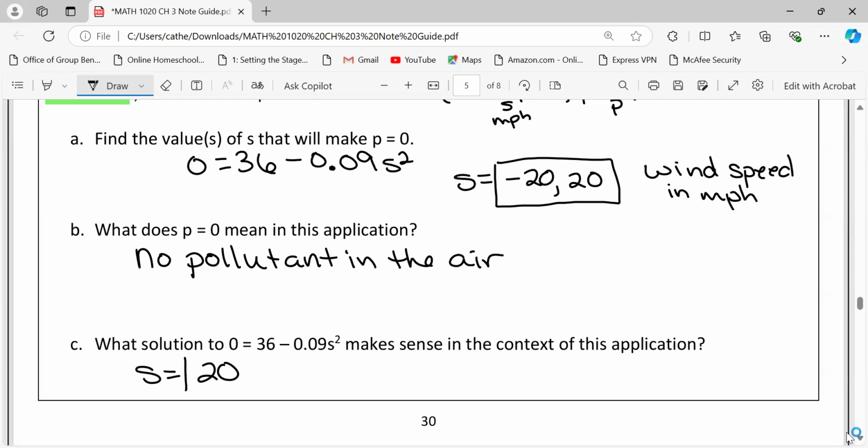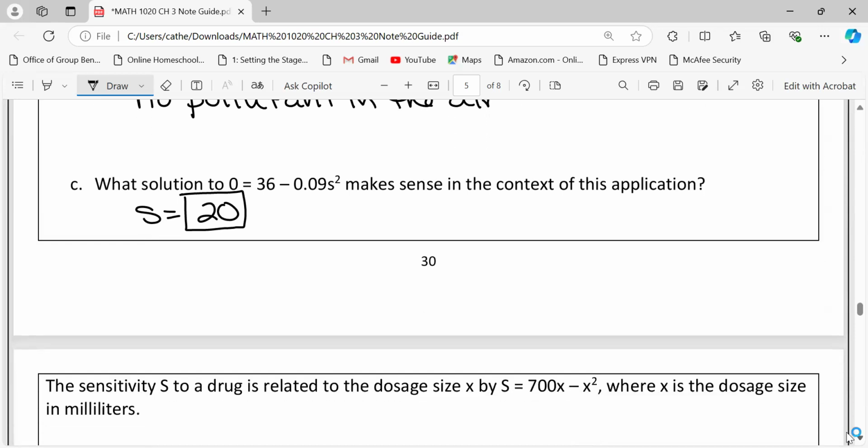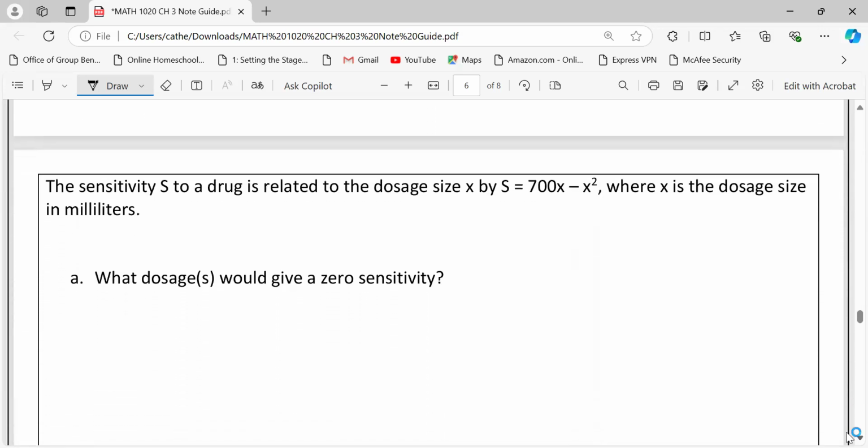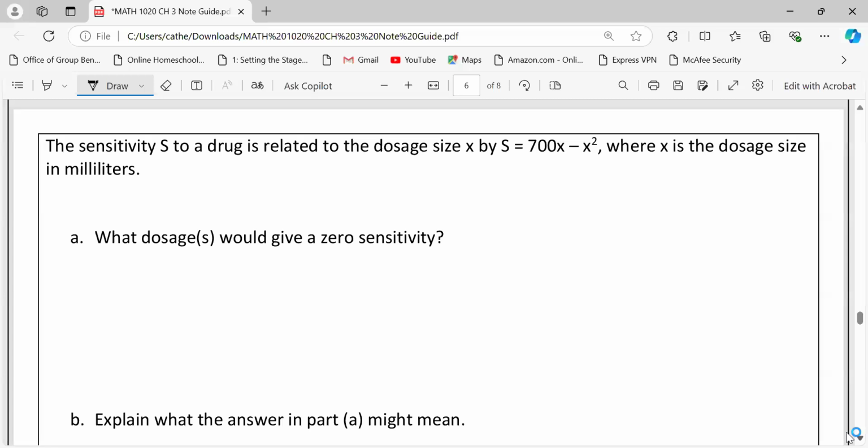So this is an example where the negative answer, they call it an extraneous answer, doesn't apply. Like if we were to have negative time, we wouldn't use that. That would be an extraneous answer. You get that sometimes with quadratics and you're solving for a time.